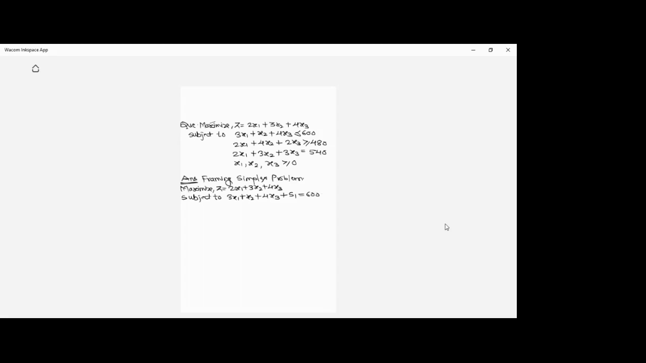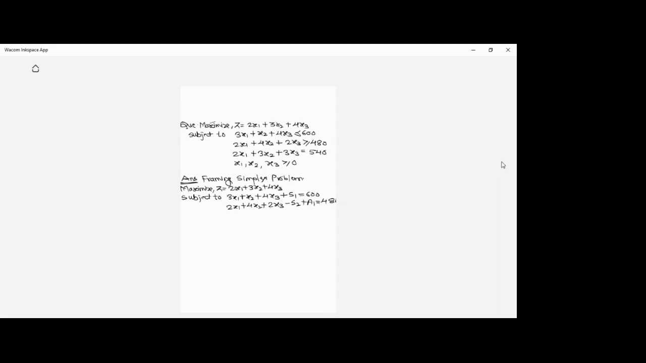Now the next constraint we have is twice of x1 plus 4x2 plus twice of x3. Now we have a greater than or equal to inequality. So for that purpose, we are going to consider both the slack as well as the artificial variable, but the slack variable is to be subtracted and the artificial variable is to be added. So it will be minus s2 plus a1 is equal to 480, right? So this is our second constraint.